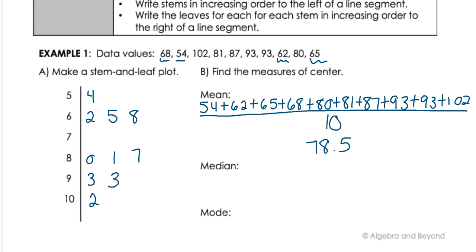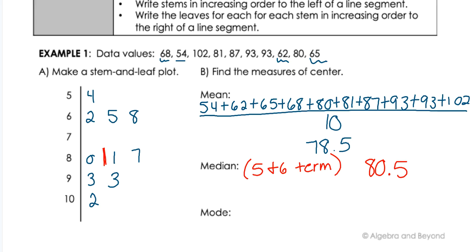Remember, the median is that middle number. I just figured out that there are 10 data pieces, so the middle is going to be in between the fifth and sixth term. That's where my middle's going to lie. Our fifth and sixth terms are 80 and 81, so I'm going to find the middle of those. You can add them up and divide by 2, or some people can figure it out in their head. The middle of 80 and 81 is 80 and a half.